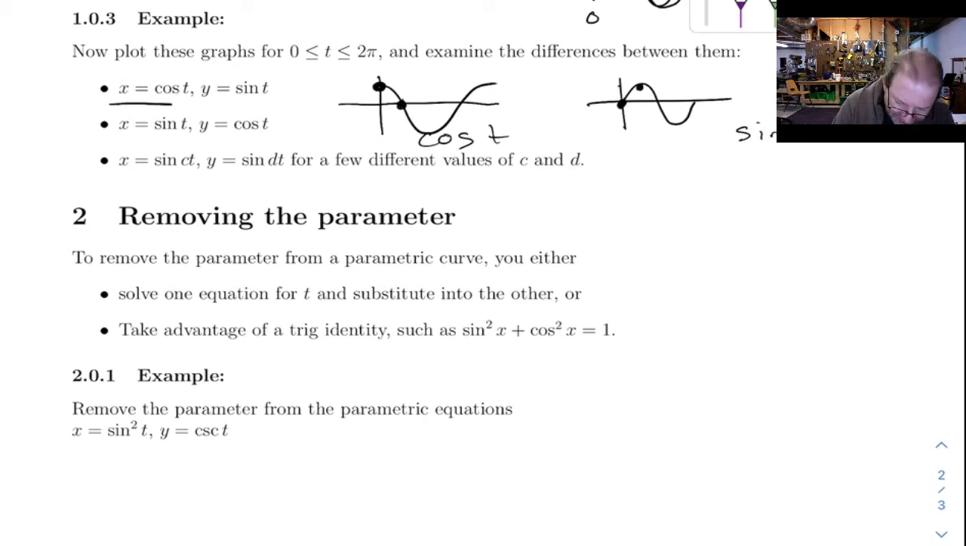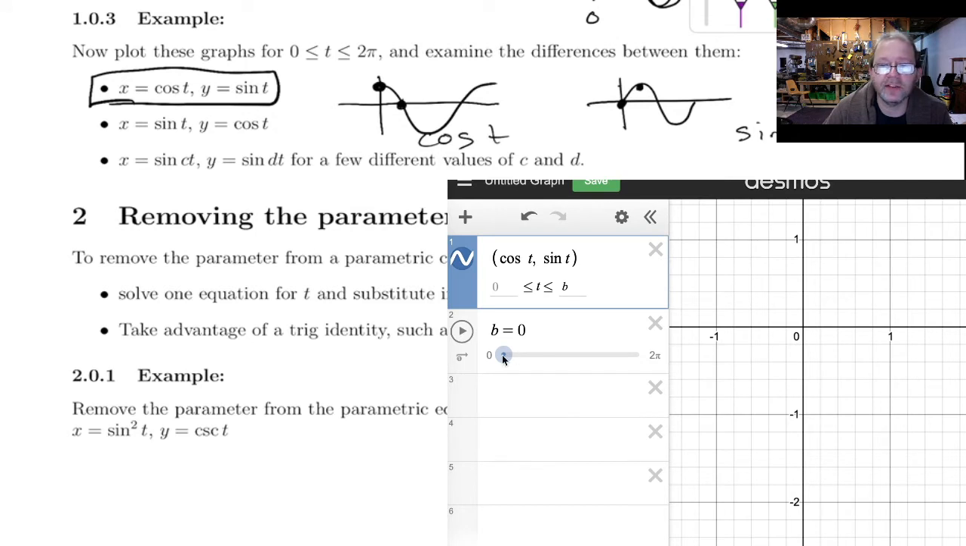Basically, this is the definition of the unit circle. x is cosine t and y is sine t. So when we graph this, it's no surprise that we get the unit circle out of it.